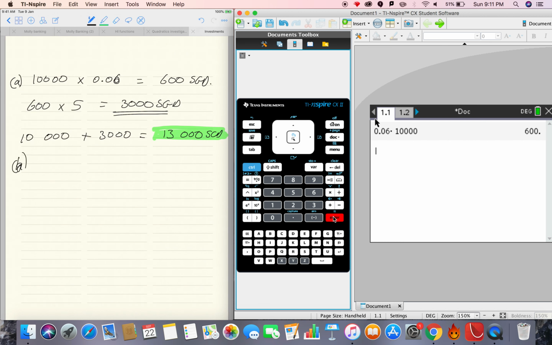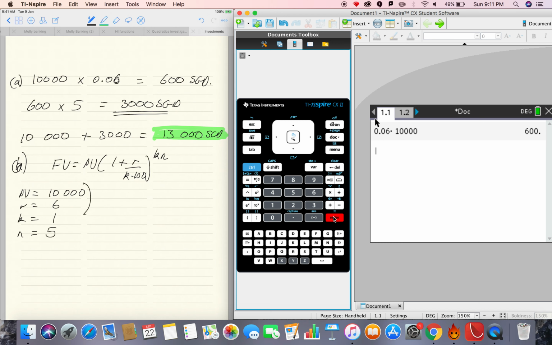Oh, this is B, sorry. So final value equals present value times (1 plus R over 100K) to the power K times N. And so let's have a look. We've got PV. You can write this out, or I can substitute it straight in, it's up to you. 10,000. R equals 6%. K equals 1. It's compounded yearly, so it's just once per year. And N equals the 5 years.